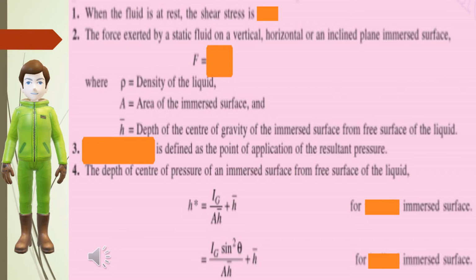Third one, dash is defined as the point of application of the resultant pressure. Fourth one, the depth of center of pressure of an immersed surface from free surface of the liquid, H star equal to Ig by capital A H bar plus H bar for dash immersed surface. Next one, H star equal to Ig sin square theta divided by capital A H bar plus H bar for dash immersed surface.